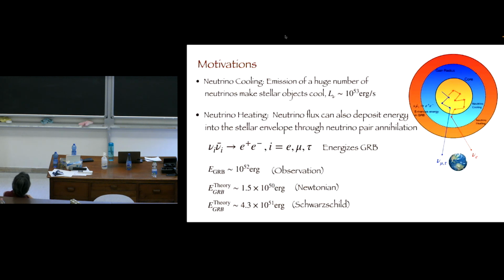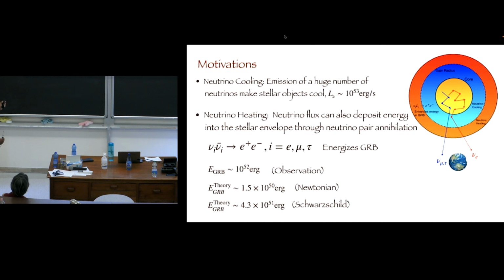But some of the neutrinos, when coming through the stellar material, can annihilate to produce an electron and positron, and this electron and positron annihilate to give you gamma ray photons. This can be one of the ways to energize the gamma ray burst. The typical energy for a gamma ray burst is of the order of 10 to the power 52 erg.